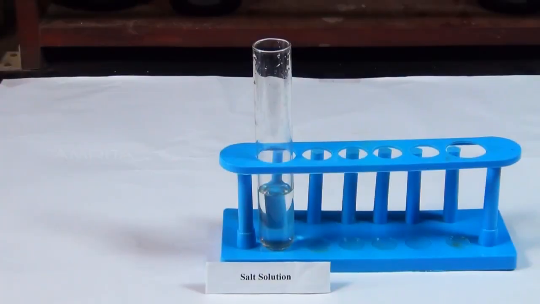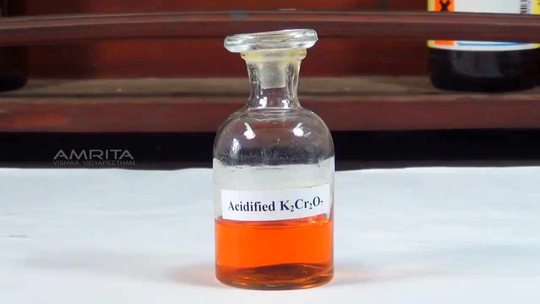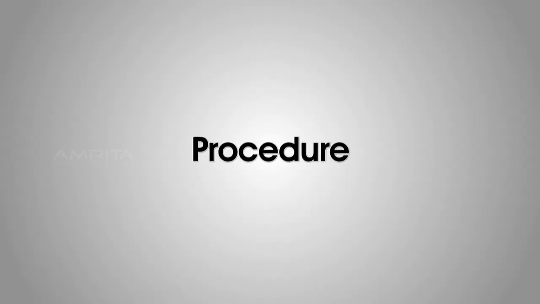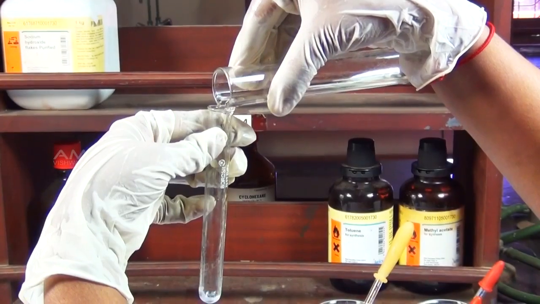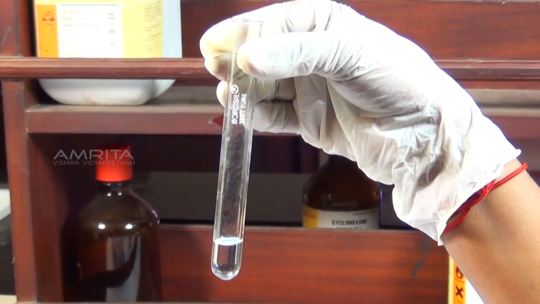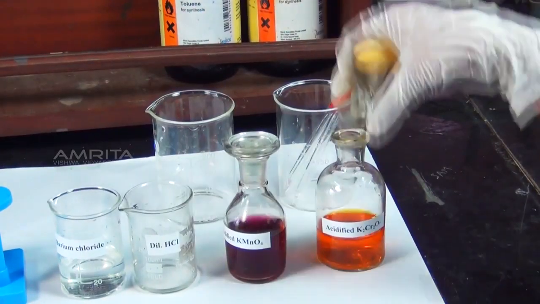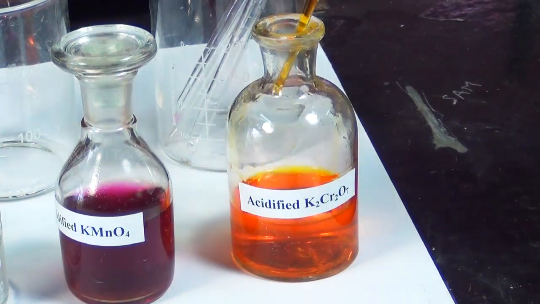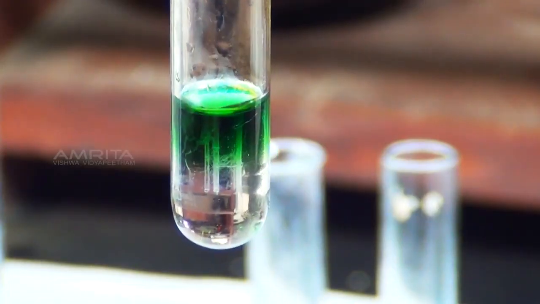Potassium dichromate test. Materials required: aqueous solution of the salt, acidified potassium dichromate solution, test tube and a dropper. Procedure: take a portion of the aqueous solution in the test tube. Using the dropper, take a small amount of acidified potassium dichromate solution and add it into the aqueous solution.